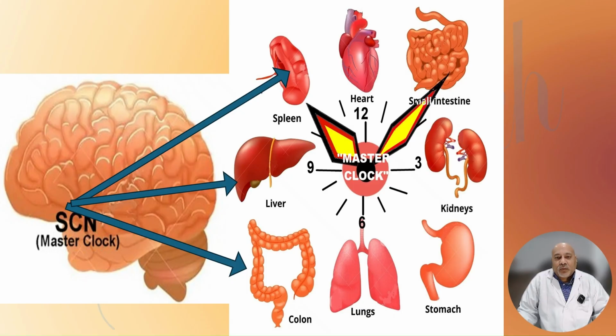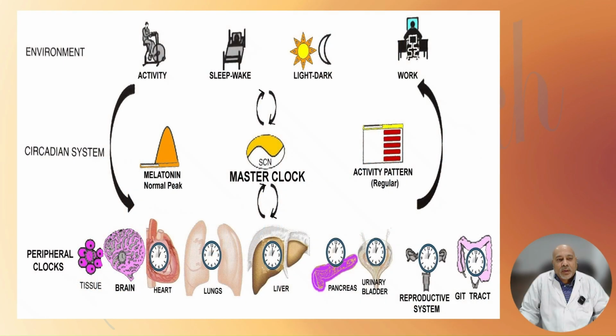The peripheral sleep clocks are located in most of the organs, but they are all coordinated by the master clock in the hypothalamus part of the brain. Here we can see they have all the coordination with the master clock, and they send feedback signals to the master clock to help for this process to occur in a proper way in the body. You can see in here there are so many environmental and other tissue and organ system clocks that can affect.